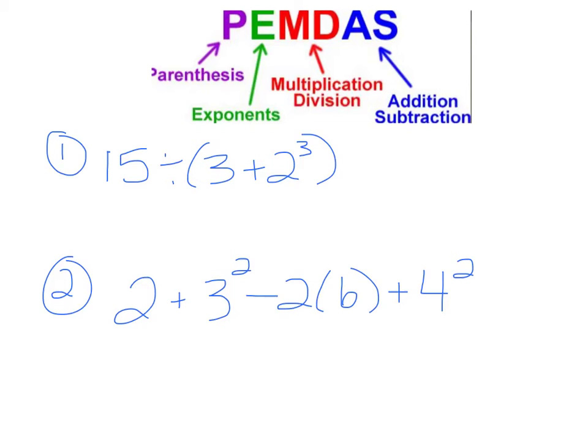Okay, so we look at parentheses, and within the parentheses this time, we actually have an exponent. So that's the part we're going to want to do first. So we have 15, we're just going to rewrite that part, divided by, and we're going to leave our parentheses here because within the parentheses we have exponents. So we're doing that part first. 2 cubed is just 2 times 2 times 2. 2 cubed means multiplying 2 by itself 3 times. So we have 8.